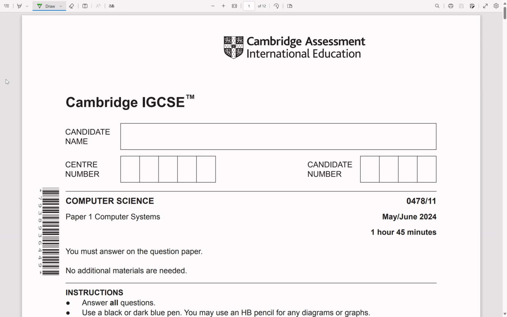Welcome back, guys. Today we'll look at paper 11 of the May-June 2024 series. Now, as you probably know, the mark scheme has been released already, so feel free to check that out.